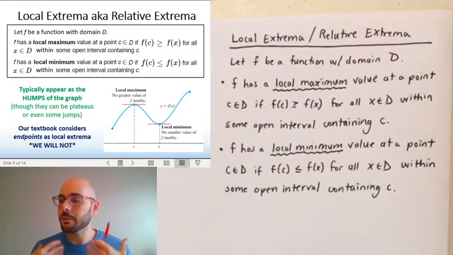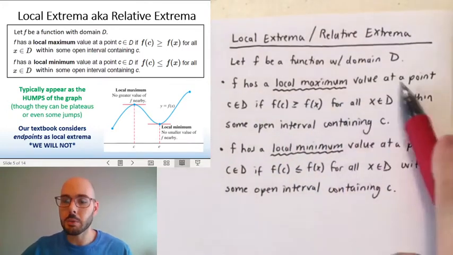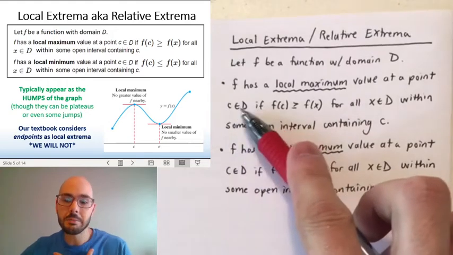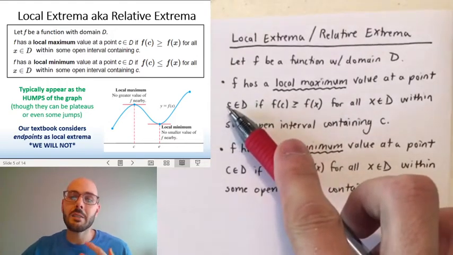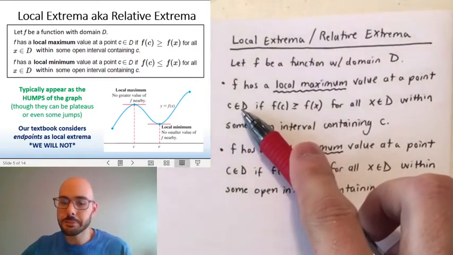Okay, so a lot of words there, also some new symbols you probably haven't seen before. Let's go through and kind of pick apart this definition. So f has a local maximum value at a point C in D. So this little symbol is just saying we have some x value that we're calling C in our domain, D.